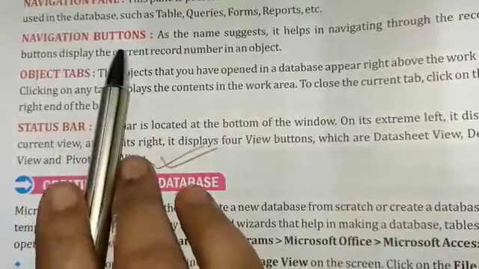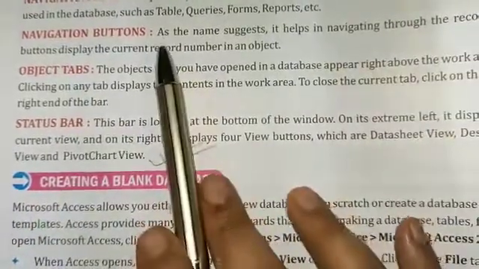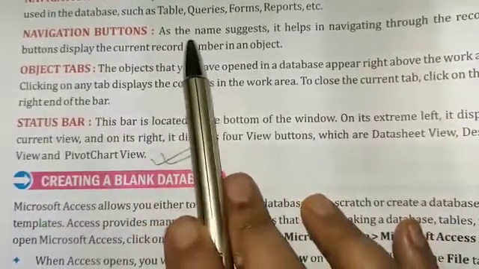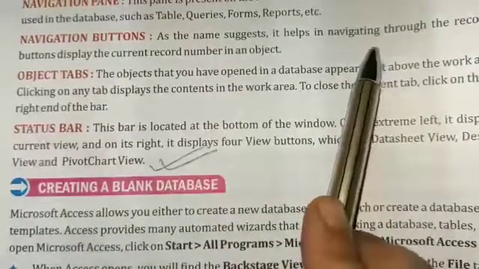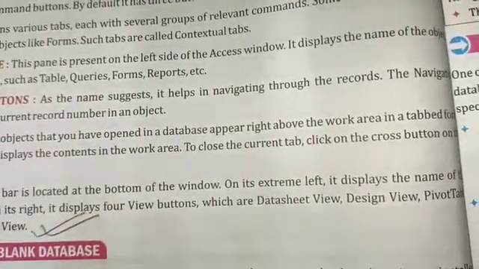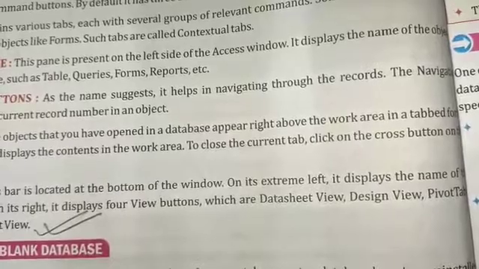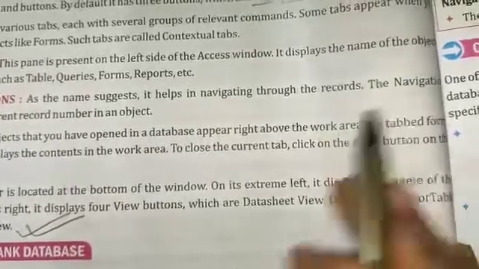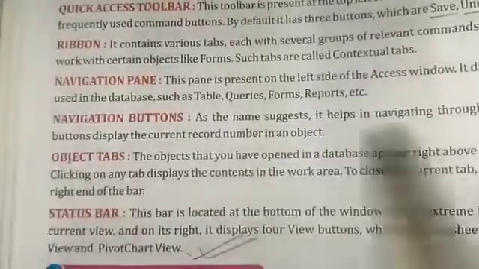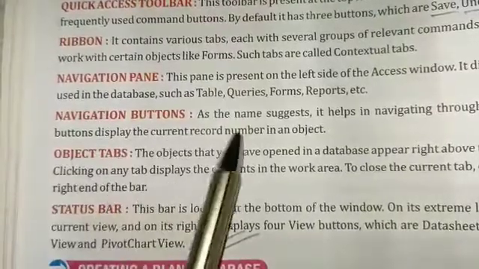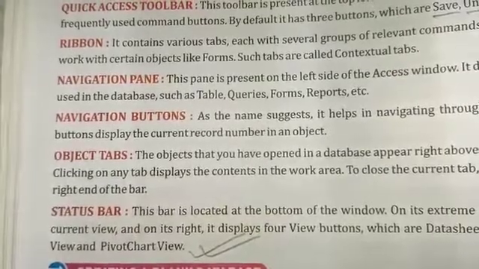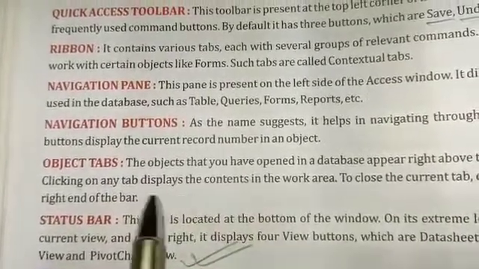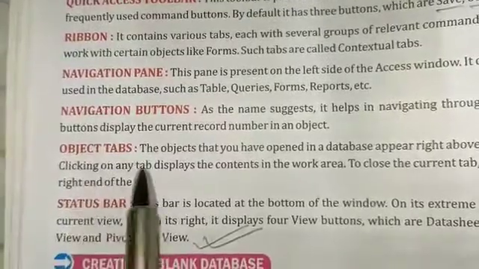Navigation buttons. As the name suggests, they help in navigating through the records. The navigation buttons display the current record number in an object.